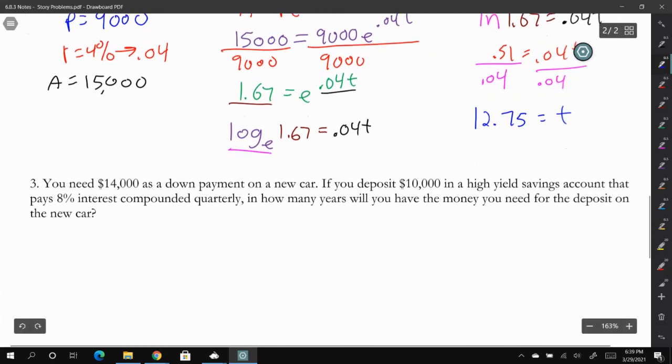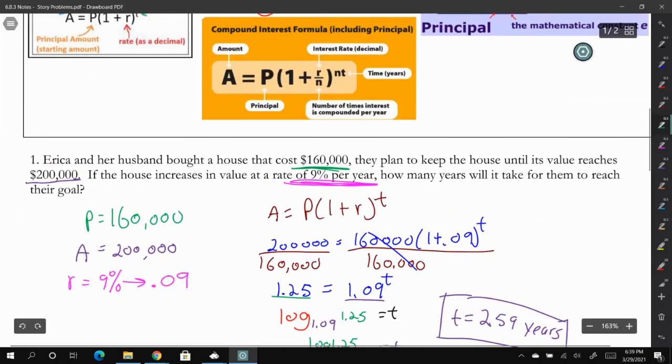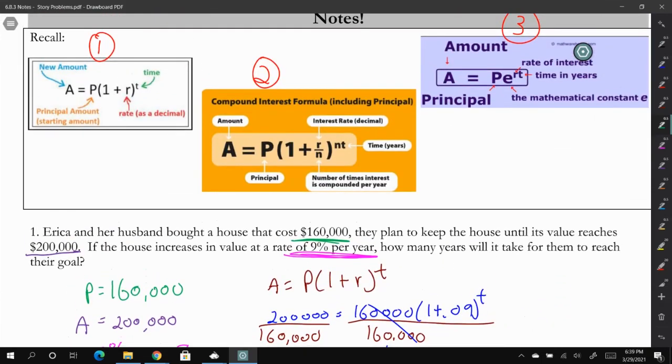All right, then number 3 says you need $14,000 as a down payment for a new car. You deposit $10,000 in a high yield savings account that pays 8% compounded quarterly. In how many years will you have the money you need for the deposit on the new car? Because it says compounded quarterly, we're going to use formula number 2 up here.